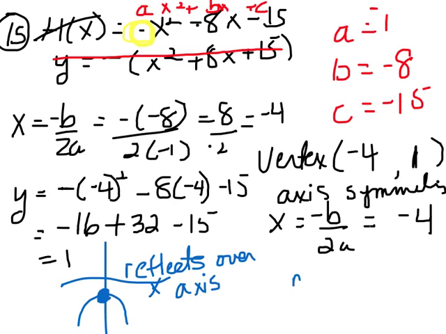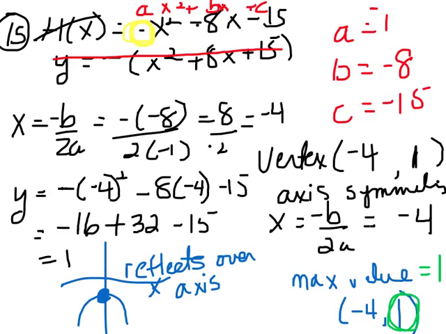Basically my highest value on my graph is my maximum value. My maximum value then is going to be the point negative 4, 1. Usually when they say the maximum, they're talking about the y value. So the maximum y value would be the 1 there. Let me circle it. Your answer actually, the maximum value is 1. It's the y coordinate. It's the highest the graph's going to get.